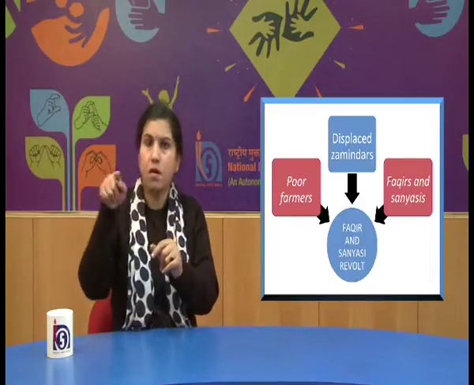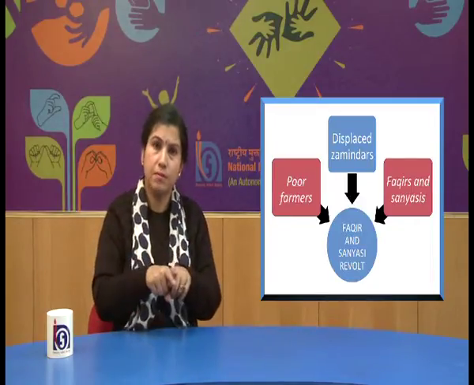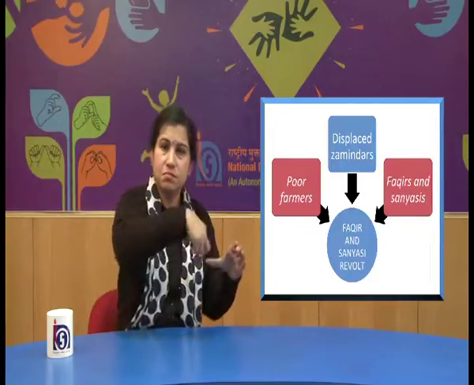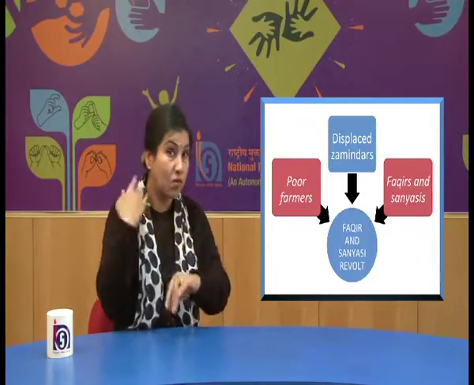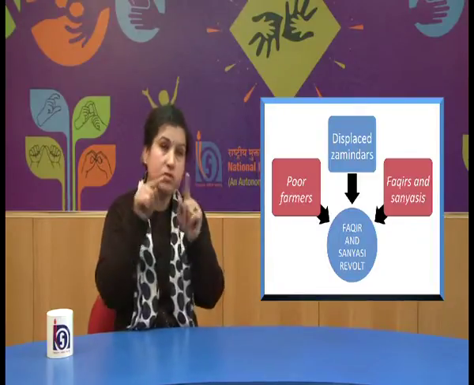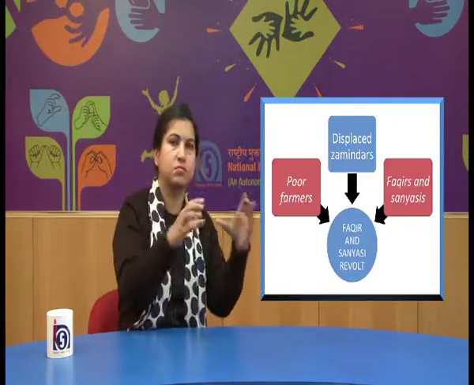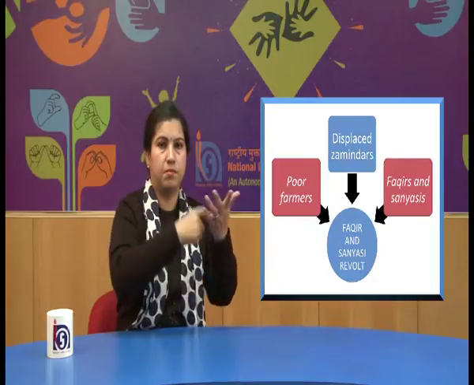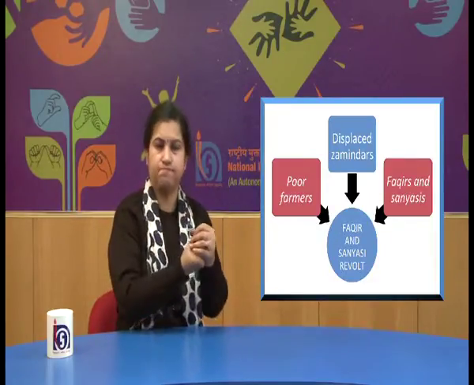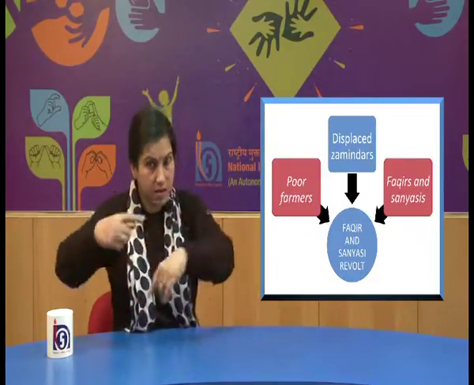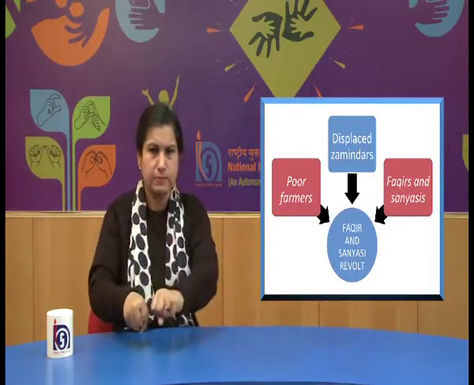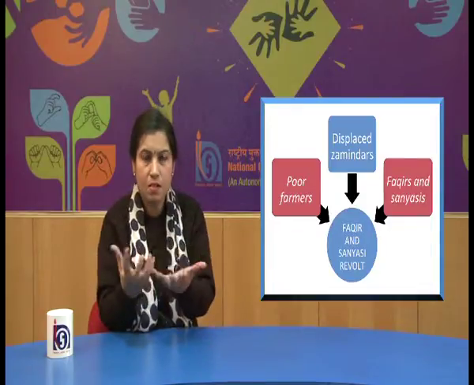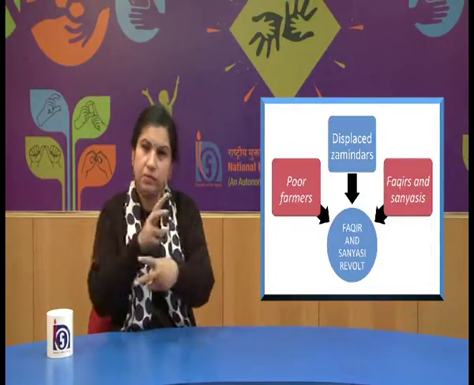Similarly, the Muslim fakirs also faced some problems. All this jointly led to the birth of the Sannyasi revolt. Fakirs and sannyasis attacked factories and occupied the cash, goods, arms, and weapons.